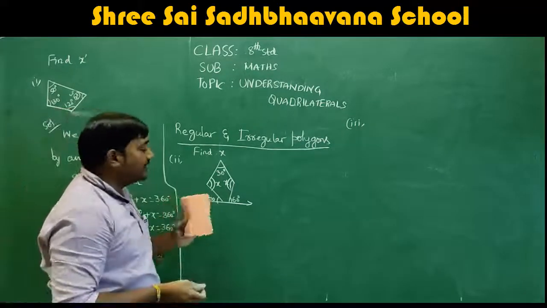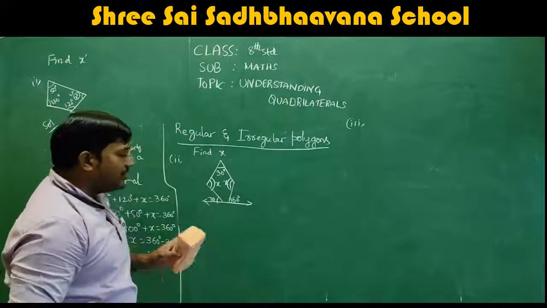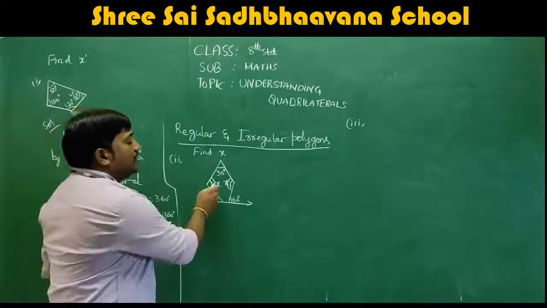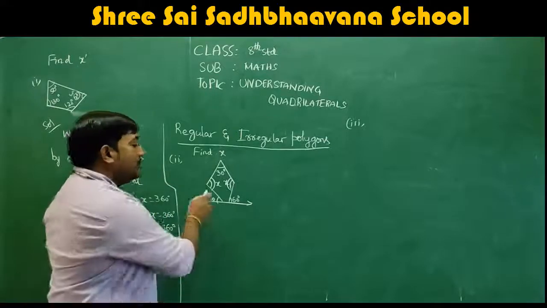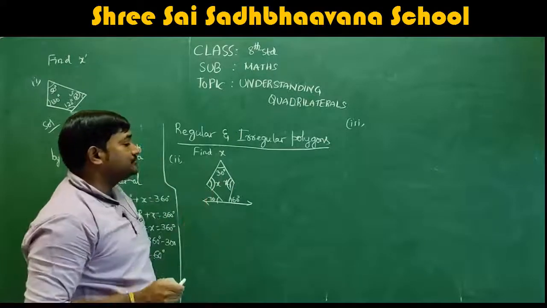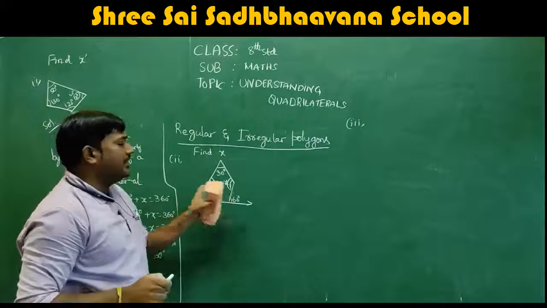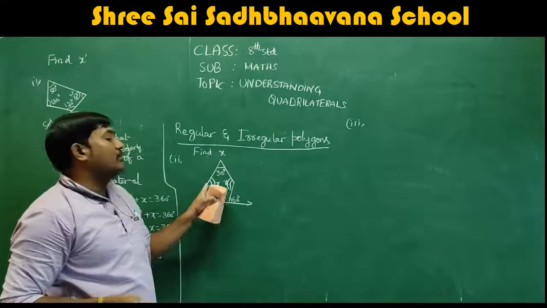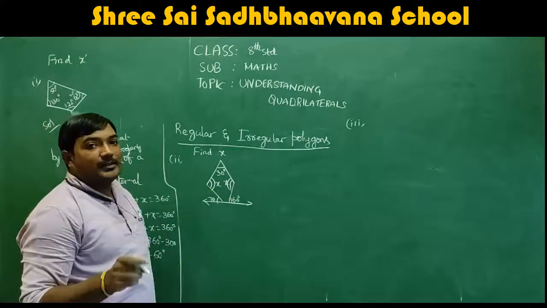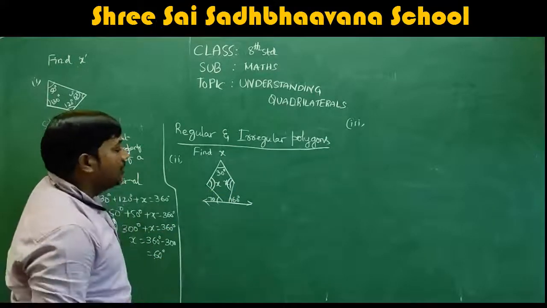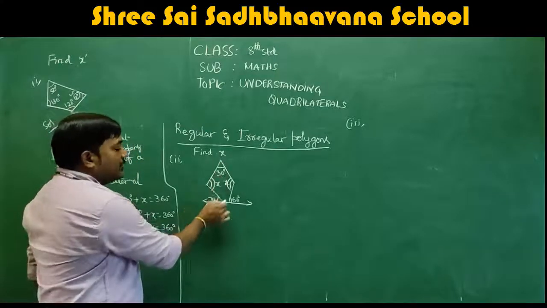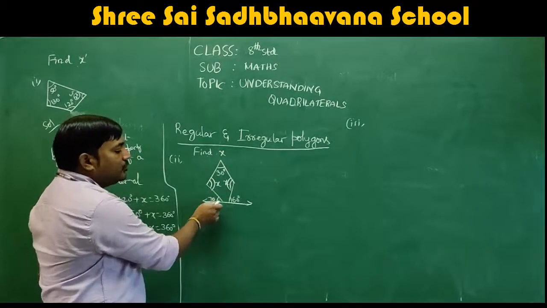Here also we have to find the x value. Here there is a little difference compared to the last sum. If you observe x and x, remember, if they give two marks like this, these kind of indications mean equal angles. So this angle and this angle are both the same. It means both are x. Now here, this is a quadrilateral, but they have given these two angles.